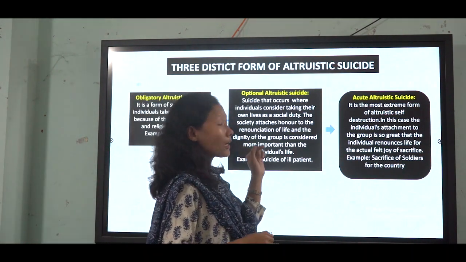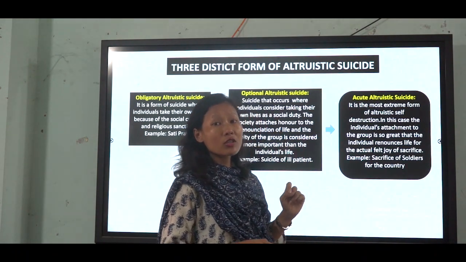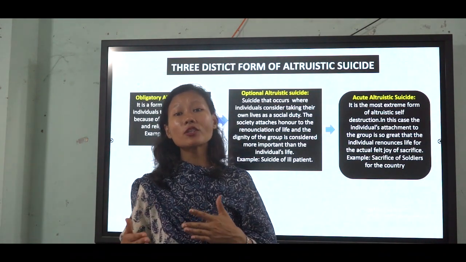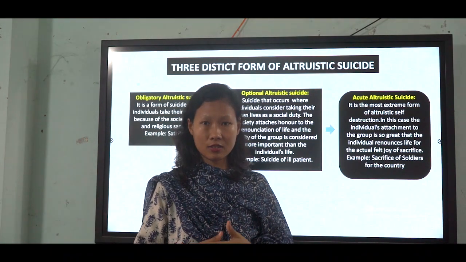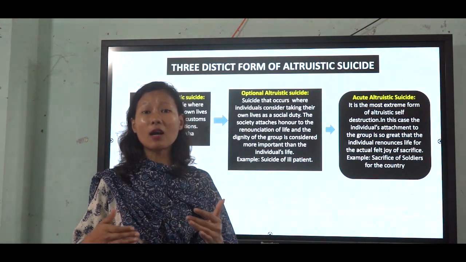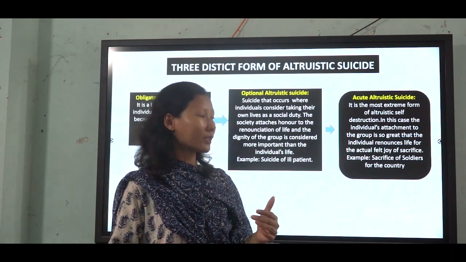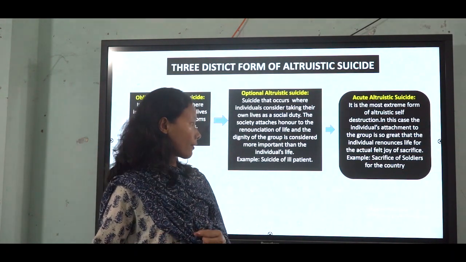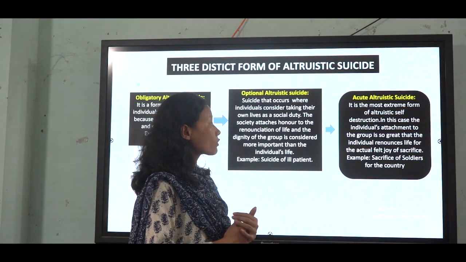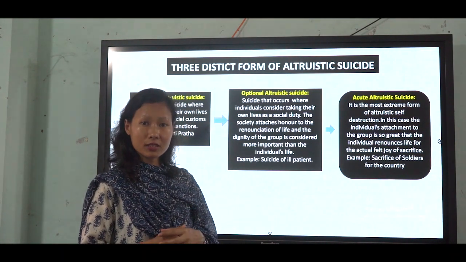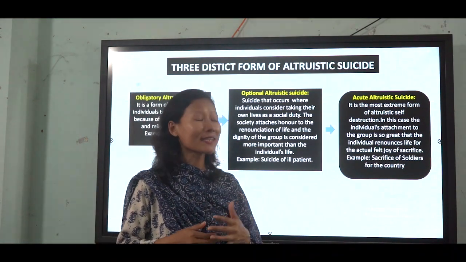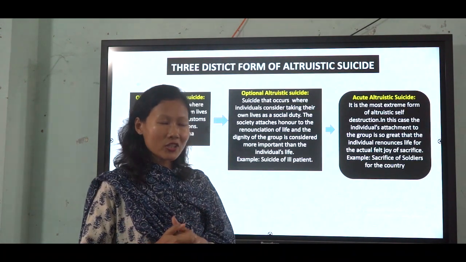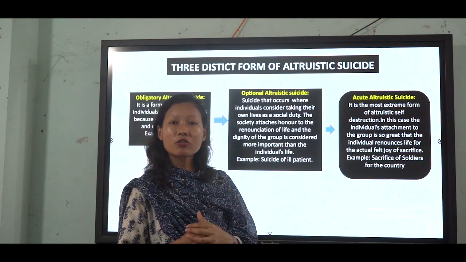The last one of altruistic suicide is acute altruistic suicide. Here, an individual may sacrifice his or her life because of the happiness in doing that. The person feels proud after doing that, to honor, because of the joy of sacrificing their own life. An example of acute altruistic suicide is the sacrifice of soldiers for the country. When soldiers sacrifice their life for the sake of their country, it can be given as an example of acute altruistic suicide.